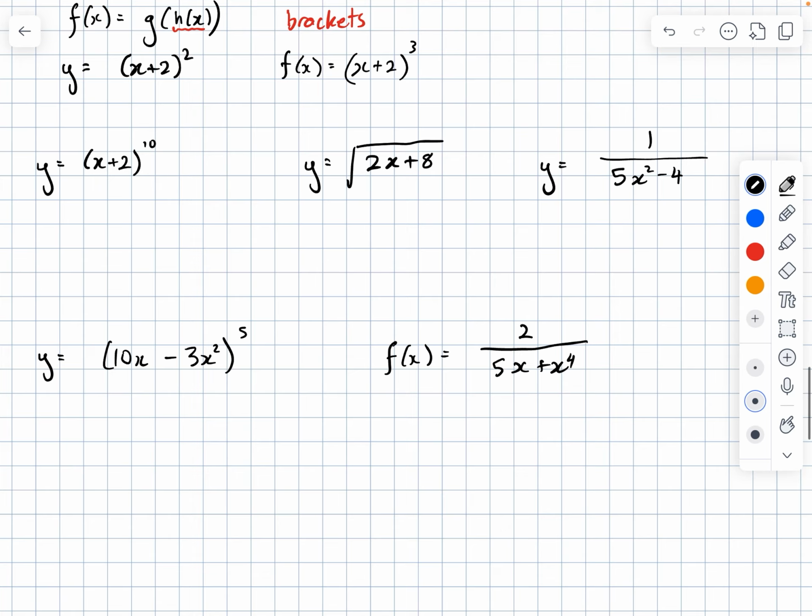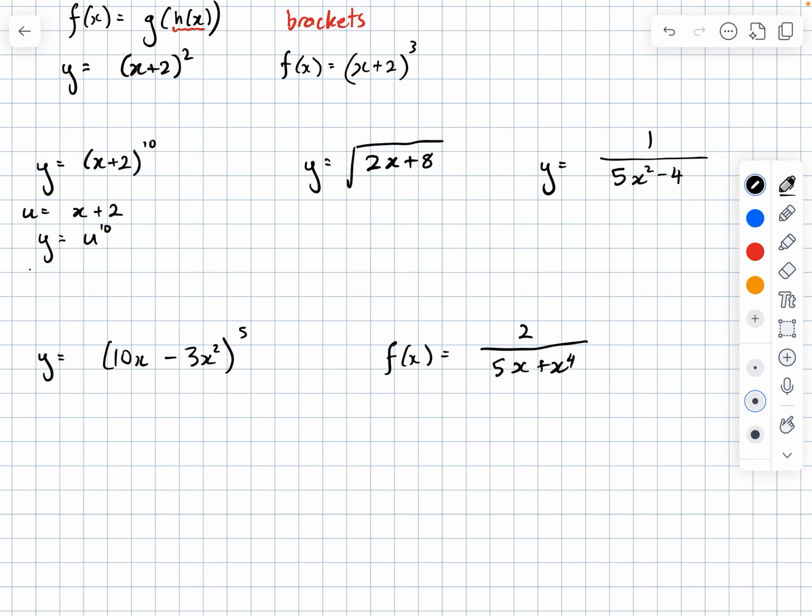Now, this question, y equals (x plus 2) to the power of 10, is a composite function. Because if we look carefully, it's actually just a function to the power of 10, and then x plus 2 has been put inside of it. So we could look at this by saying, let's let u equal x plus 2. Now we could rewrite this function as y equals u to the power of 10. So you can see that was the original function and x plus 2 was placed inside.